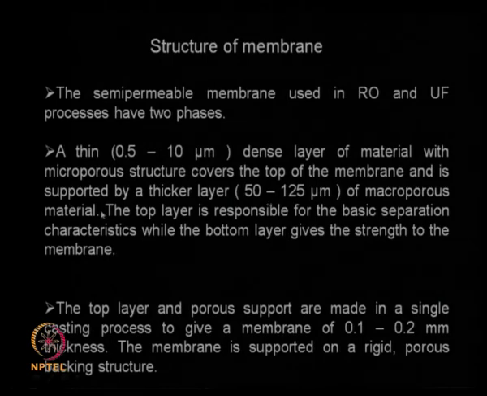macroporous material. Okay. So the bottom layer gives the strength to the membrane, the top layer is responsible for the basic separation. So the top layer may be 0.5 to 10 microns, and the bottom layer could be thick, 50 to 125 microns. You generally make it in a single casting process, top and porous support, to give a membrane thickness of 0.1 to 0.2 mm depending upon the type of membrane. Later you support the membrane on a rigid porous backing surface. Okay.